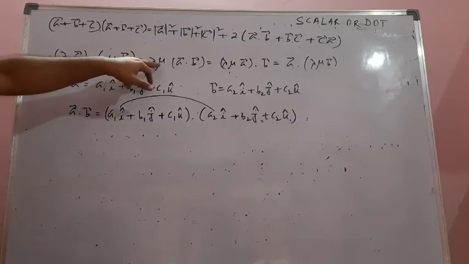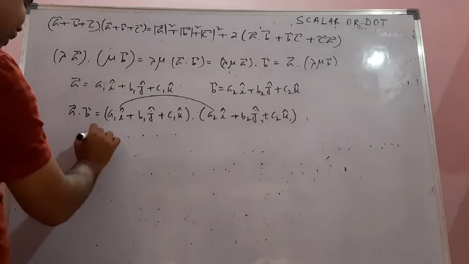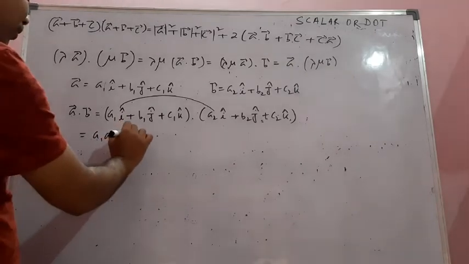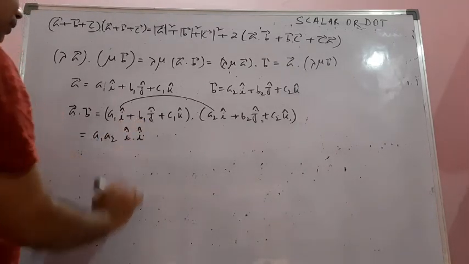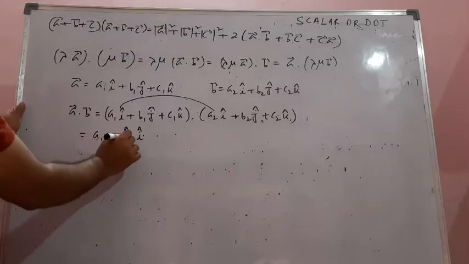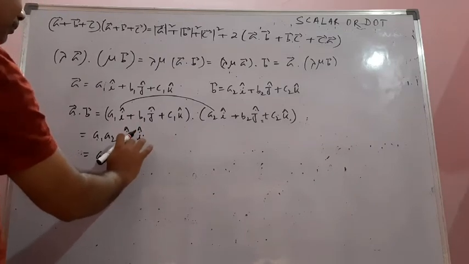So what you have done, first you multiply lambda and mu. So here also first I have to do a1 and a2. Then I have to find the dot product of i and i. What is the dot product of i and i? i cap dot i cap is the square of the magnitude of i cap, and the magnitude of i cap is 1 unit. The square of 1 means this value will be 1. So your answer is a1 a2.